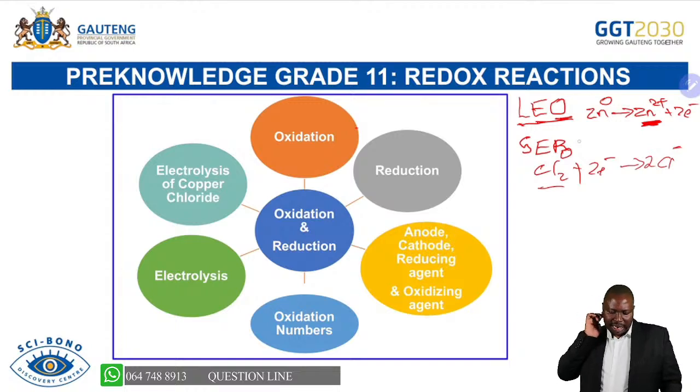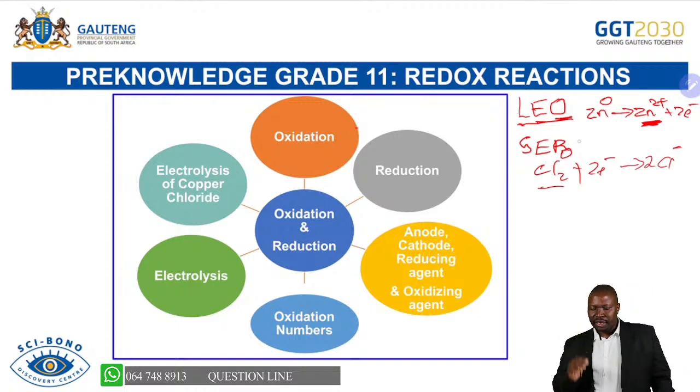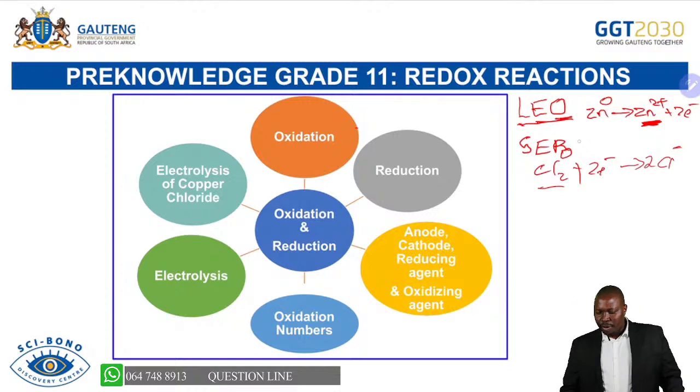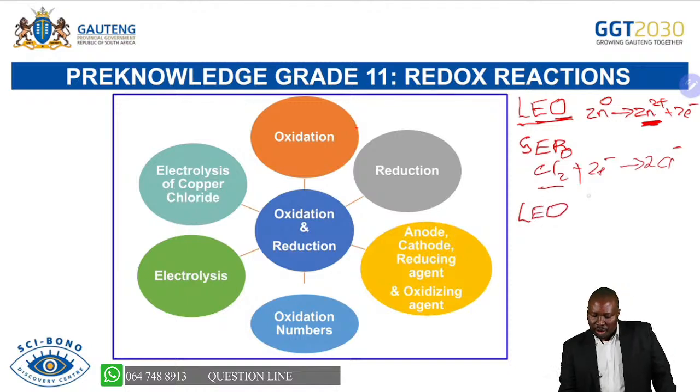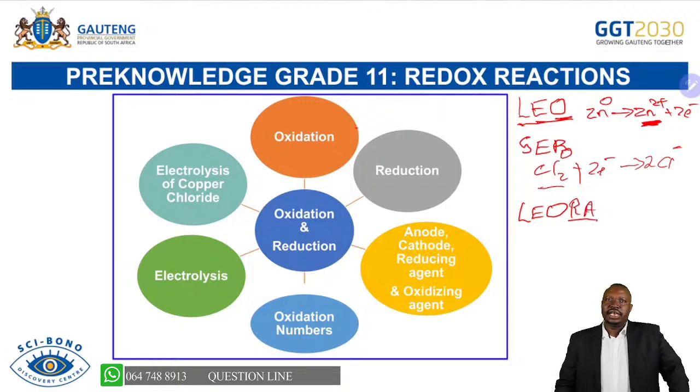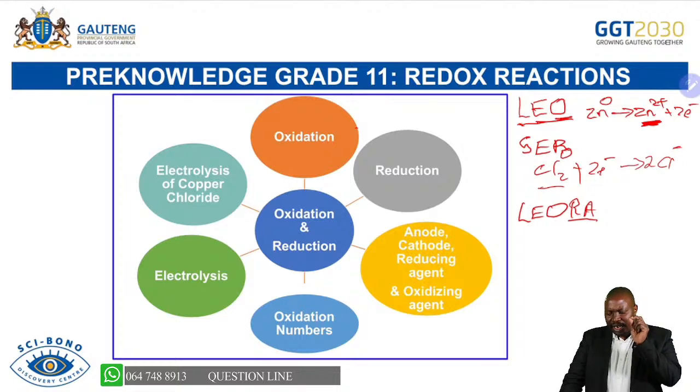So don't forget that loss of electrons is oxidation, gaining of electrons is reduction. I was emphasizing that. But now you can take it further to say this one that is losing electrons, that is undergoing oxidation, we call it a reducing agent. So I'm adding the RA there to say what is a reducing agent.